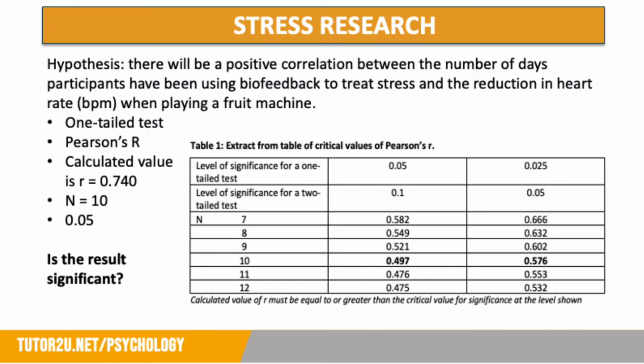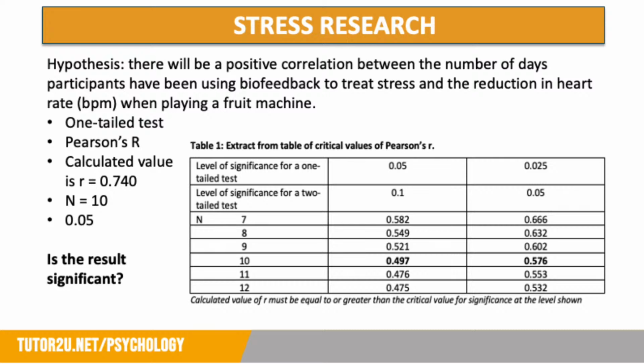So I've given you some of the information on there. It's a one-tailed test. How do I know that? It's because the hypothesis does say there will be a positive correlation. Right, we're going to use Pearson's R for this. If you look on the table, and I'm not telling you which one it is, you will hopefully be able to identify the correct critical value. You've got the information you need on there.